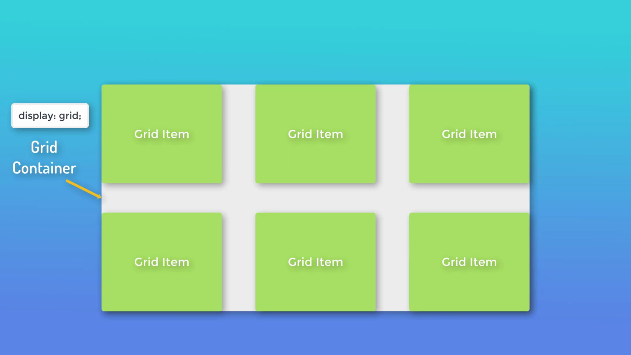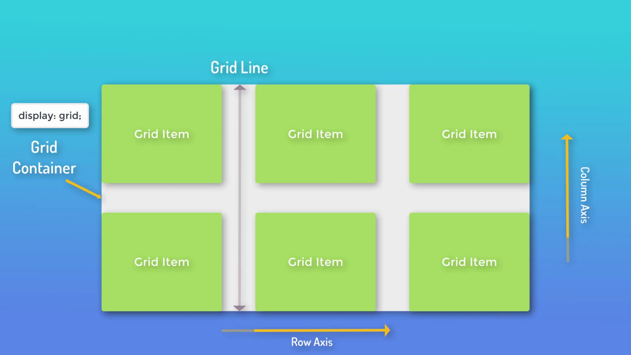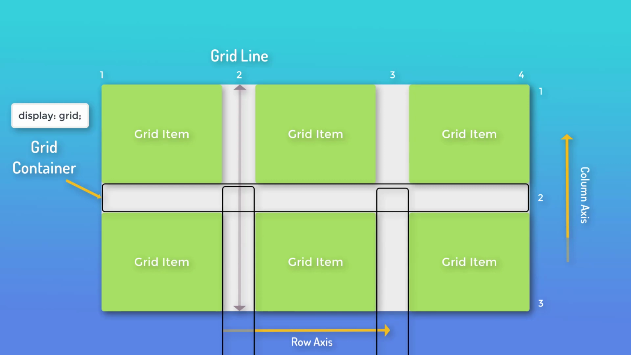Just like we have axes in flexbox, we also have row and column axes in a grid container. These newly created lines which divide the grid and separate the rows and columns are called grid lines, and these grid lines are numbered like this, starting from 1, 2, 3, 4, and again for the rows 1, 2 and 3. The spaces between rows and columns are called gutters. The row gutter and column gutter may not be equal.